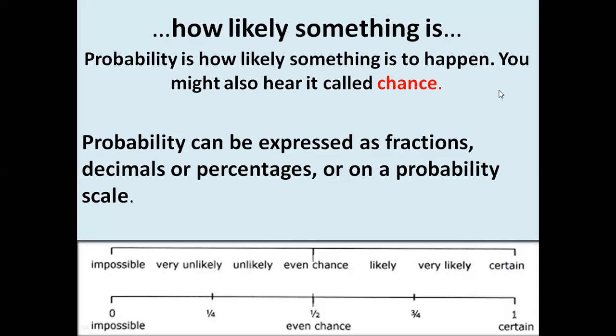How likely something is. Probability is how likely something is to happen. You might also hear it called chance. Like sometimes you ask yourself, what's the chance that it's going to rain tomorrow, or it's going to be sunny tomorrow, or having homework today? So that is what probability is about. Probability can be expressed as fractions, decimals, or percentages, or on a probability scale.